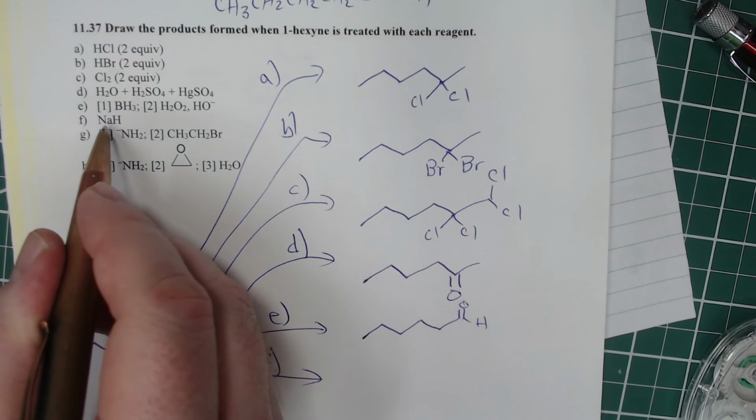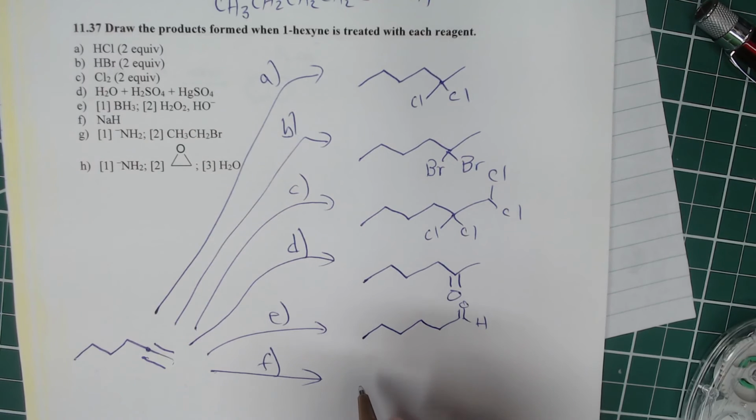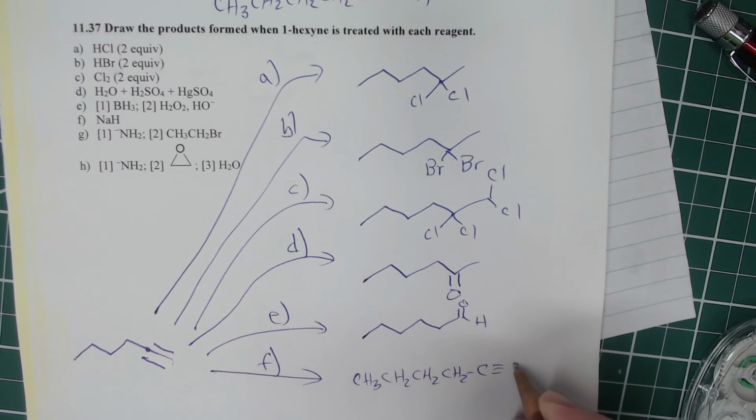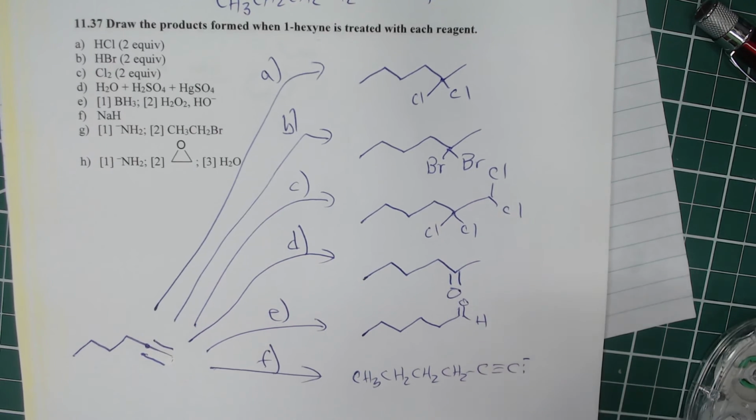With F, we're simply going to deprotonate with that sodium hydride. So I'm just going to write this one out. CH3, CH2, CH2, CH2, carbon triple bond carbon, lone pair, negative. And we would also get hydrogen and sodium, but the thing we care about is that we're forming this. I'm not sure what you'd call this, hexynolide, something like that. Anyway, so we'd get that.